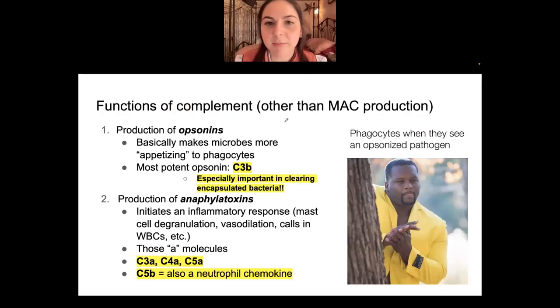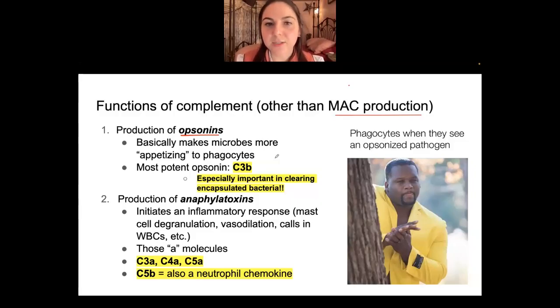So the functions of complement, other than producing MAC. MAC production is like the main function of complement. That's what we're trying to do. But what's really important, and this is what I mentioned we were going to talk about today, is the production of opsonins. So opsonins basically make microbes look more appetizing to phagocytes.